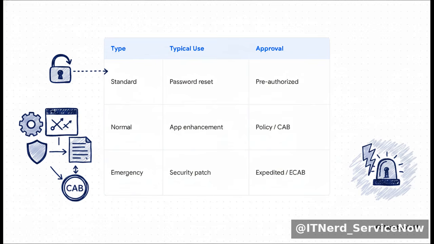And finally, we have emergency changes. These are your rapid response plays. They're used for major incidents or urgent security patches for actively exploited vulnerabilities, so they use an expedited approval path, often going straight to an emergency CAB.